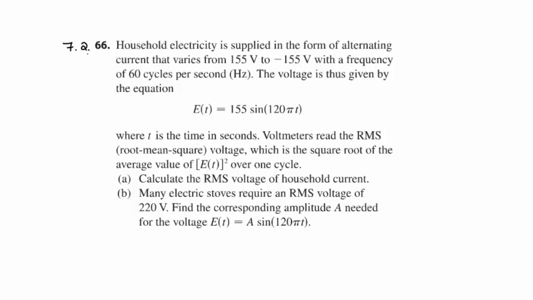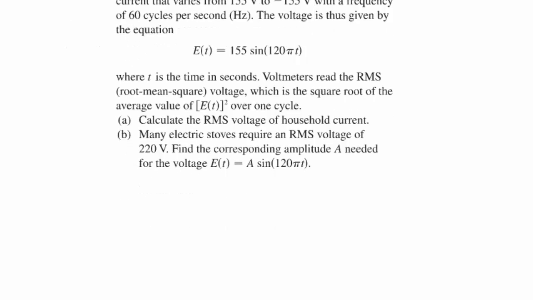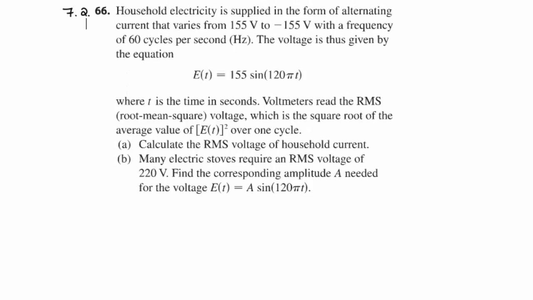Voltmeters read the RMS, root mean square voltage, which is the square root of the average value of E squared over one cycle. Calculate the average voltage of household current. So I think what would throw people off here is just the wording altogether. You just want to know what E squared is, first of all.